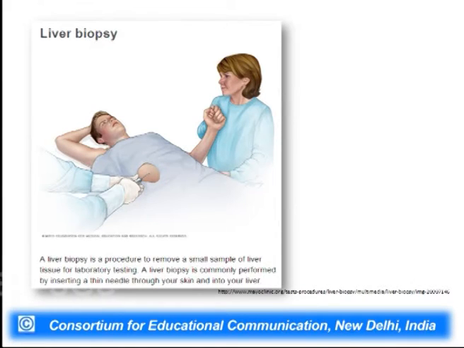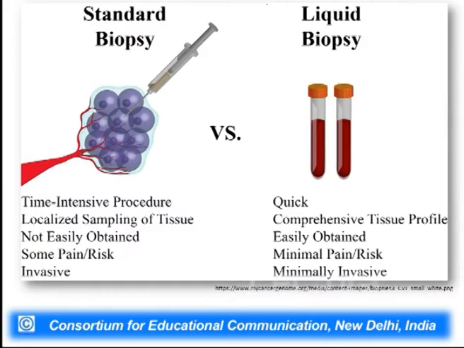So, in this liver biopsy we can see a thin needle is inserted through the skin into the liver area, and subsequently a small sample of liver tissue is collected for laboratory testing. Now, we have discussed the various standard biopsy techniques, in which the cell samples or the cell mass from that particular suspected area are collected.